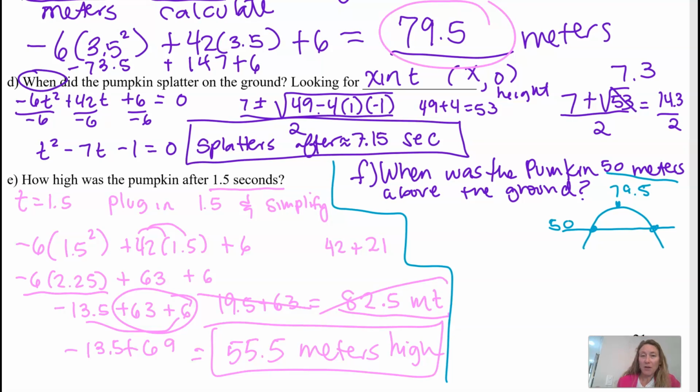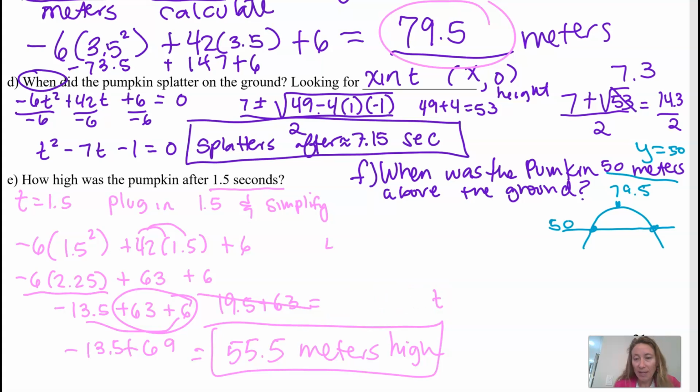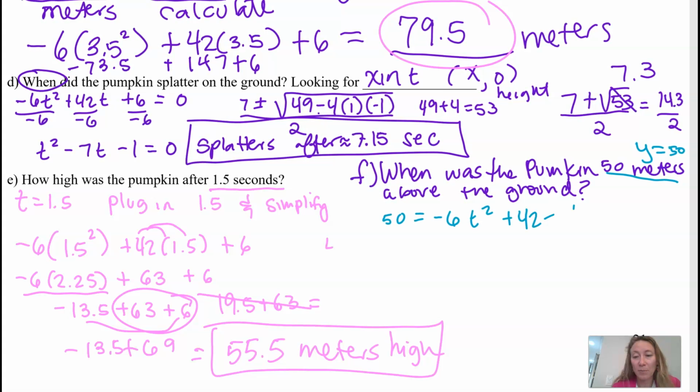So what we're going to do, 50 meters above the ground, that's y is equal to 50. And so I'm going to need to do some calculations to get that answer. So let's take a look. I'm going to set the equation equal to 50 and solve. So I have 50 is equal to negative 6t squared plus 42t plus 6. So to solve this, I have to subtract 50 from both sides.